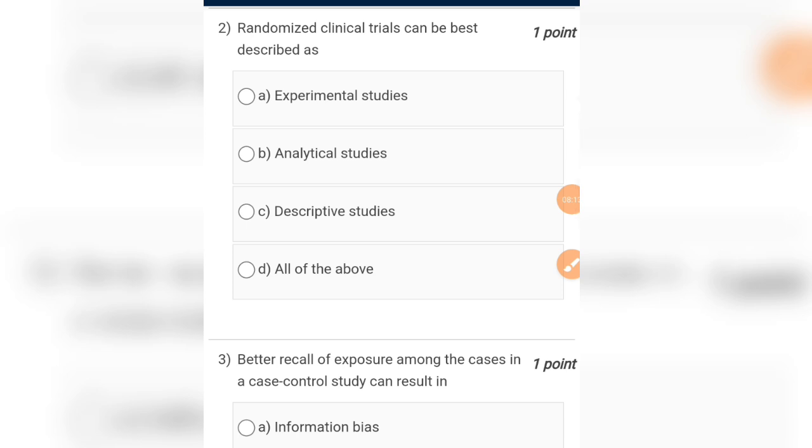Question number 2 is: randomized clinical trials can be best described as experimental studies, or analytical studies, or descriptive studies, or all the above. So the answer will be experimental studies. That is option A. So option A will be the answer.